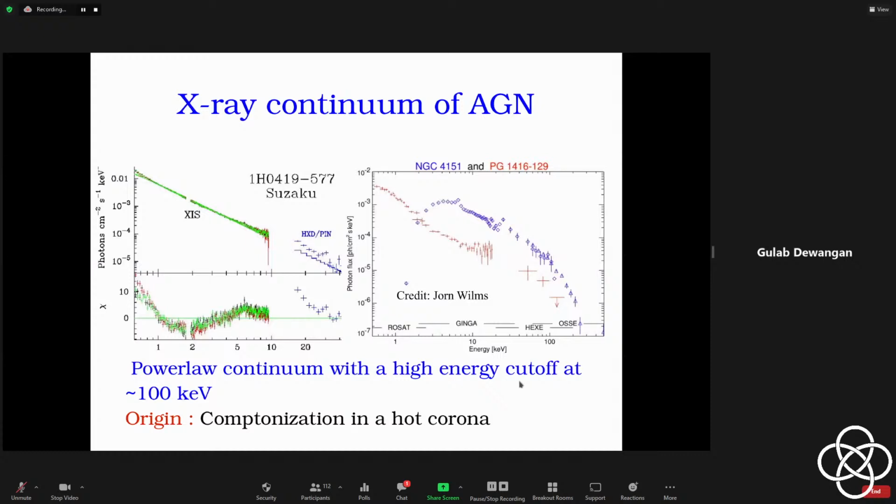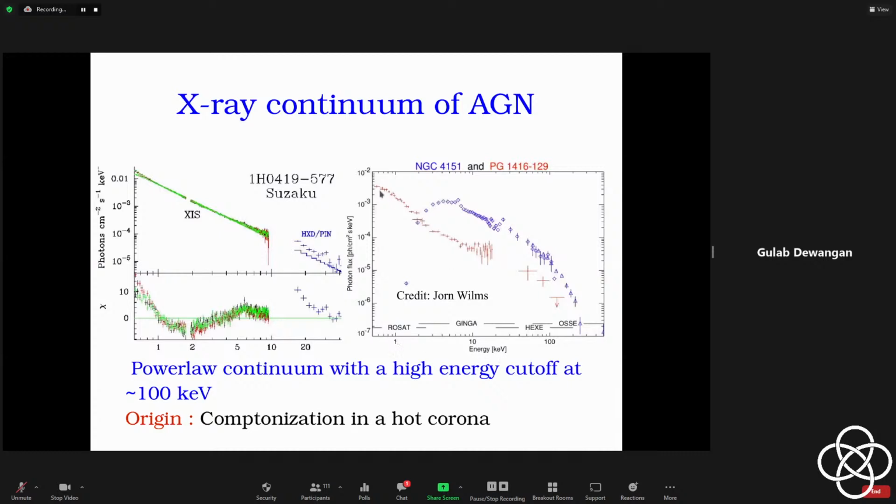Let's look at the right hand side panel here, where we have plotted the X-ray spectrum. On the x-axis we have energy in kilo electron volts, and on the y-axis the X-ray flux in photons per centimeter square per second per keV. Here we are plotting photon number flux as a function of energy. In a usual spectrum you would have seen flux as a function of wavelength or frequency, but in X-rays the convention is to plot photon number flux as a function of energy.